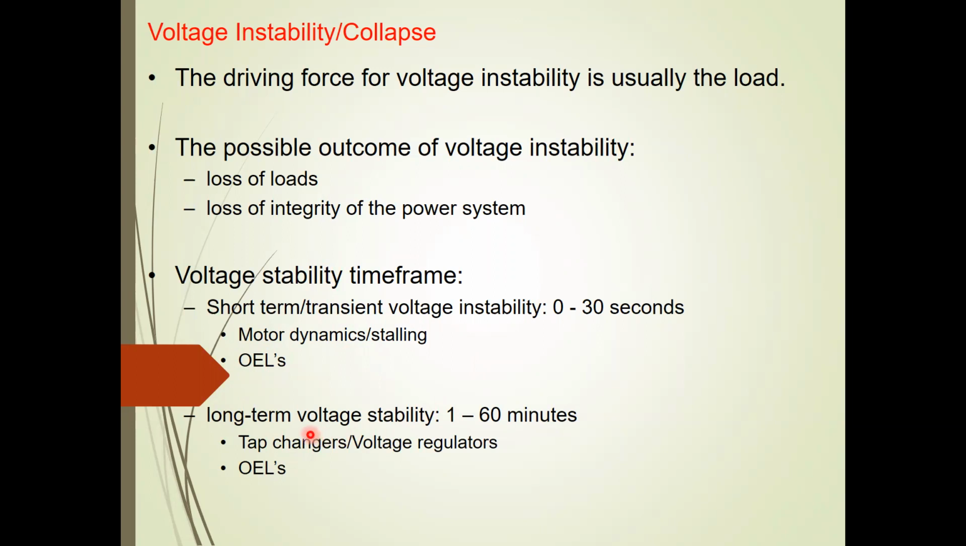Then for the long term, this duration could be up to 60 minutes, so that means 1 hour or something. Here we have the use of tap changing transformers or the voltage regulators in action. So that could be another way. And again, OELs, I think it refers to the reactive power compensators.